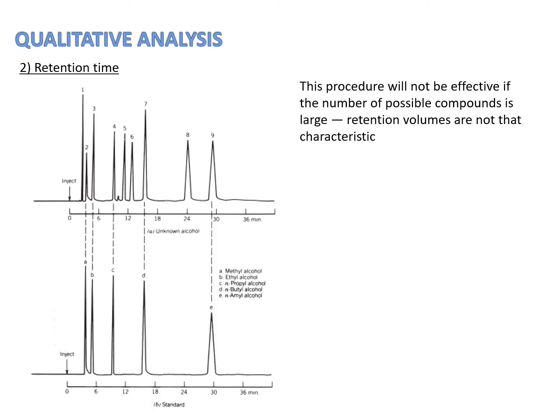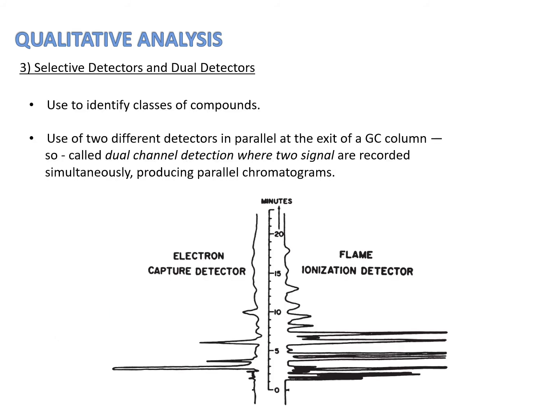This procedure is not very effective if the number of possible compounds is large and the retention volumes are not specified. So it is sometimes difficult to identify those peaks by using GCFID. That's why we need GCMS for further confirmation.